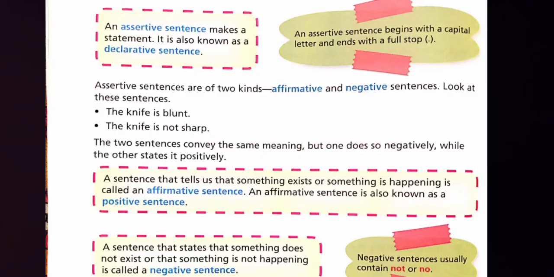Declarative sentence, otherwise known as assertive sentence. An assertive sentence begins with a capital letter and ends with a full stop. Assertive sentences are of two kinds: affirmative and negative sentence, otherwise positive sentence and negative sentence.